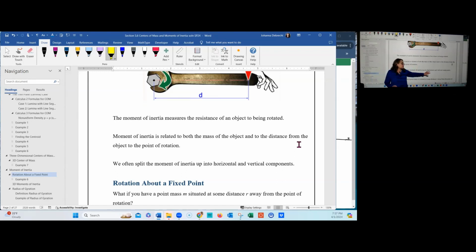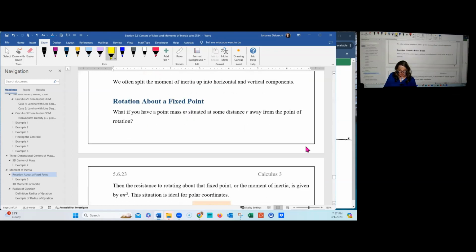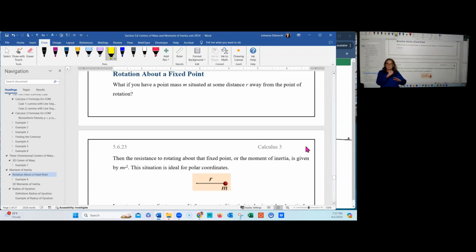So we often split moment of inertia up into horizontal and vertical components. And sometimes we talk about it about the origin as well, which would lend itself more towards polar coordinates. So let's say that we have some fixed point in space and we want to measure the resistance to rotating about that fixed point. Well, it turns out that that is equal to the mass times the radius distance squared. So the distance from the point of rotation, which is here, out to the mass is r, and then whatever the mass of the object is multiplied by that distance squared is the moment of inertia in one dimension.